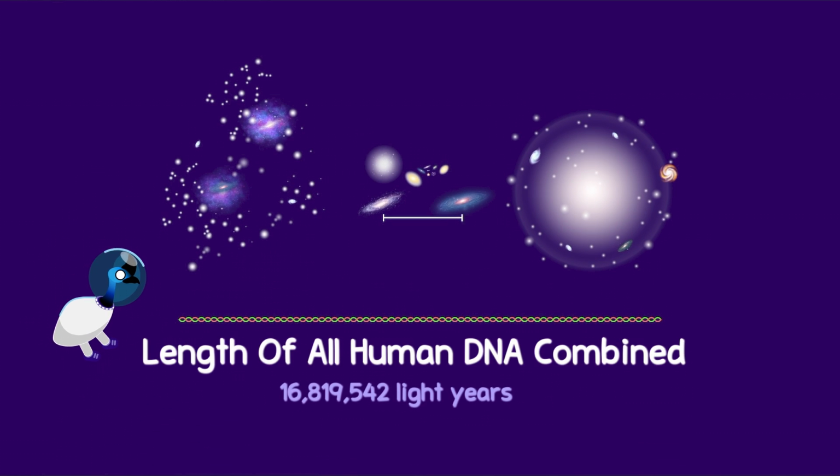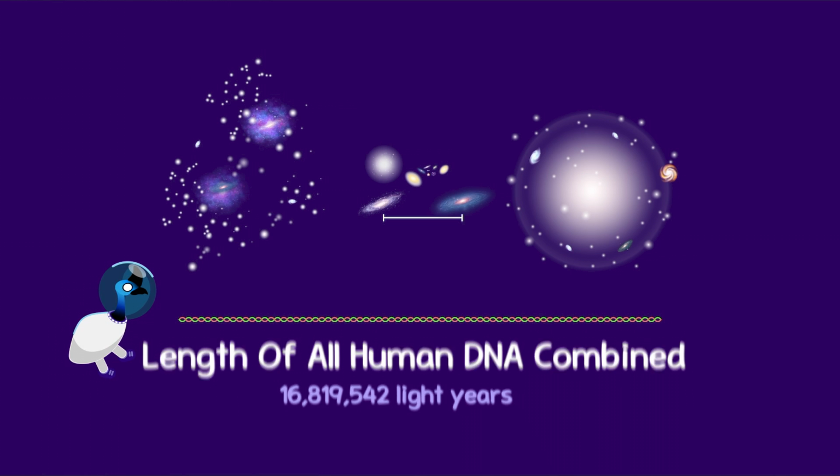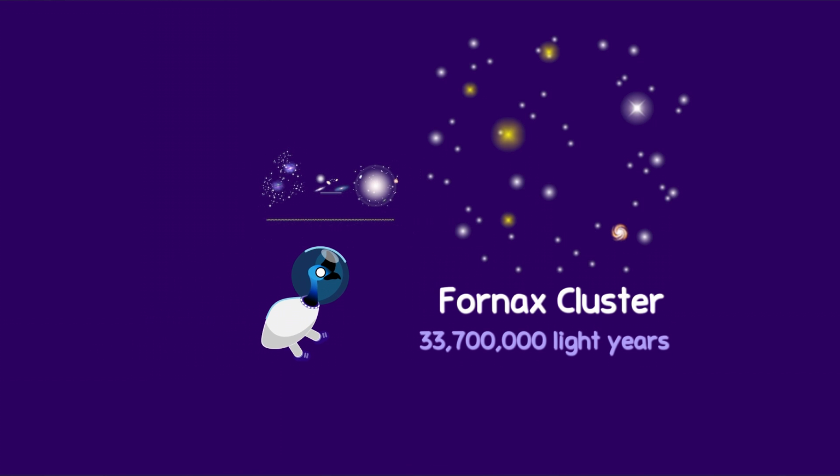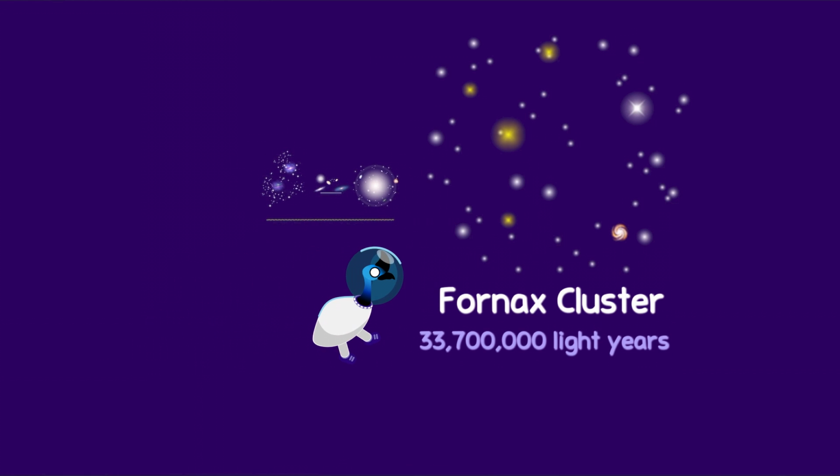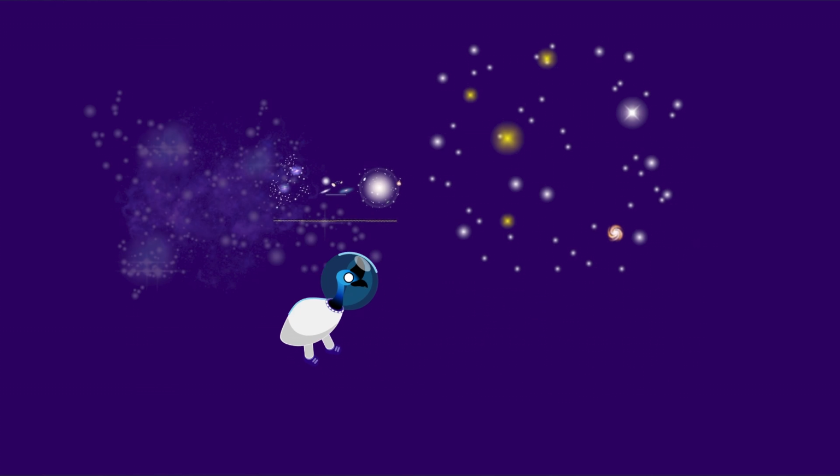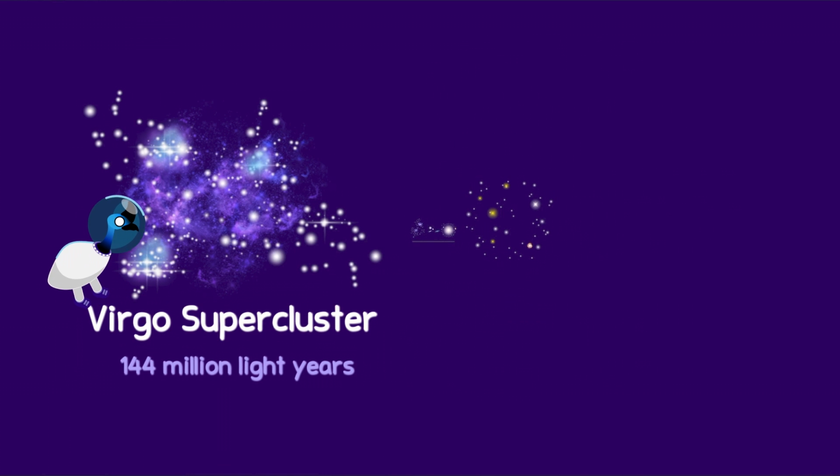Length of all human DNA combined, 16,819,542 light-years. Fornax cluster, 33,700,000 light-years. About 60 million light-years away, this cluster of galaxies is the next neighborhood over ours. Virgo supercluster, 144 million light-years.